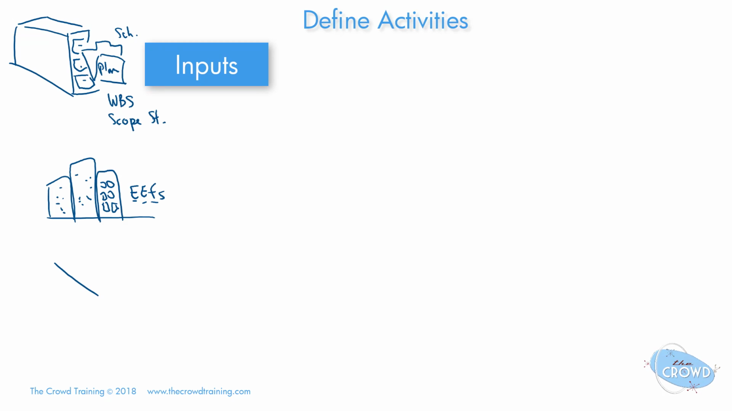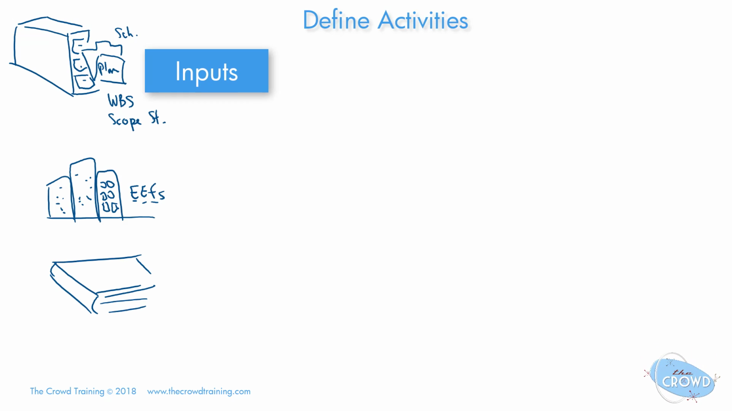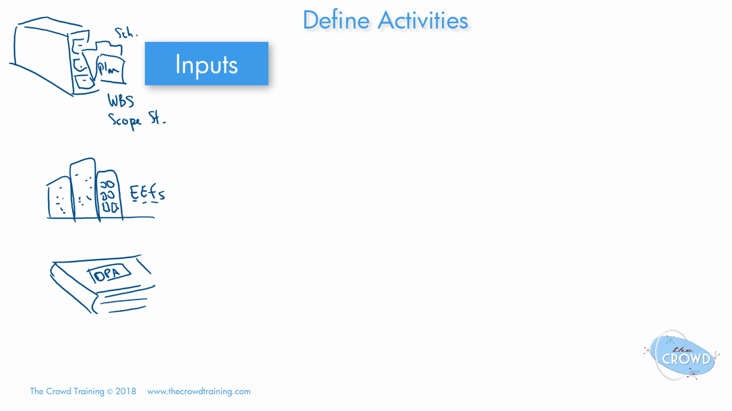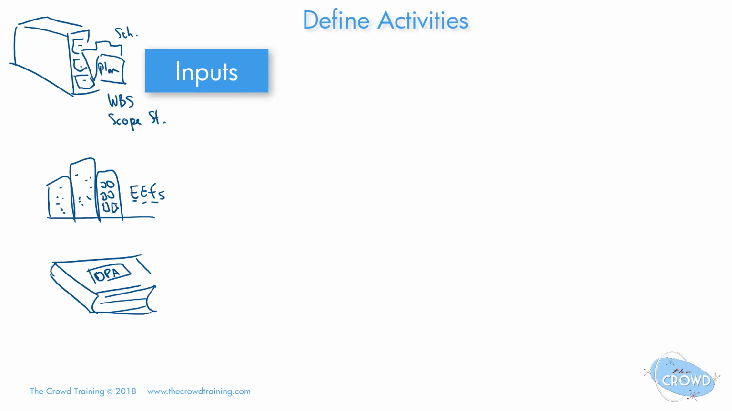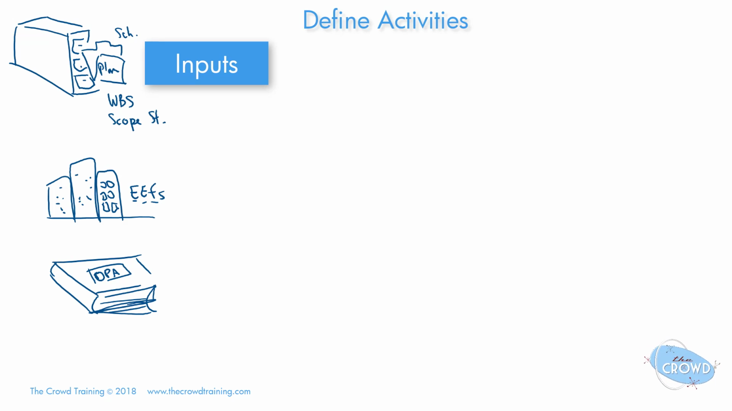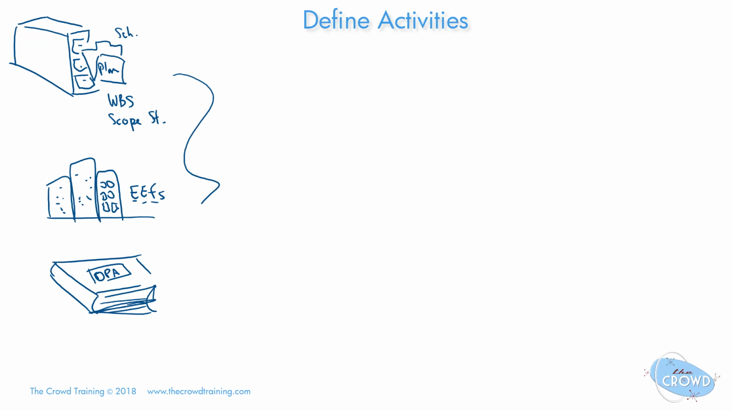Also, you may have templates, you may have designs, you might have software, you might have other policies that your PMO might have, or just your organization. I'm going to group all those together as OPA, your organizational process assets, and they could be many. All right, simple enough. Those are your inputs.